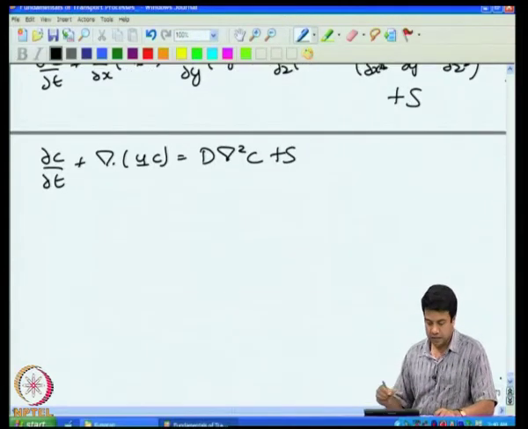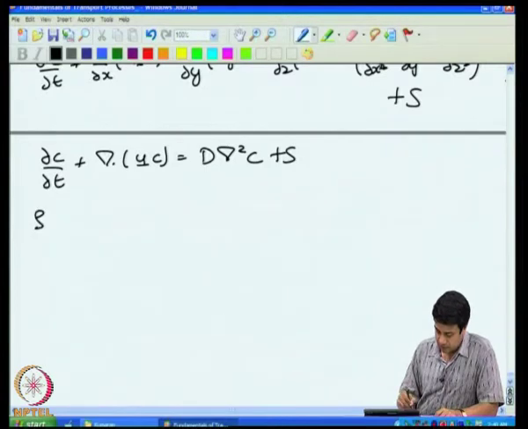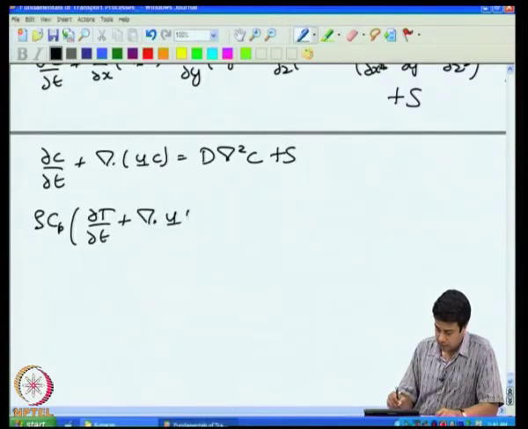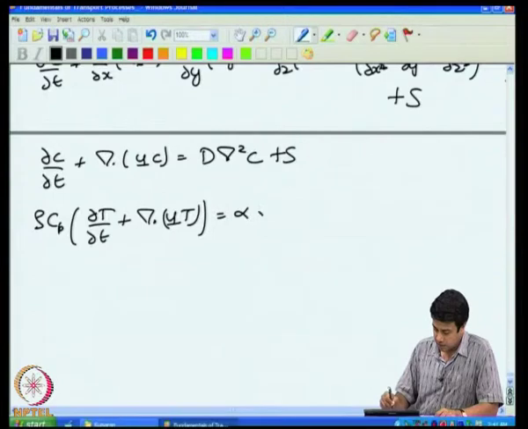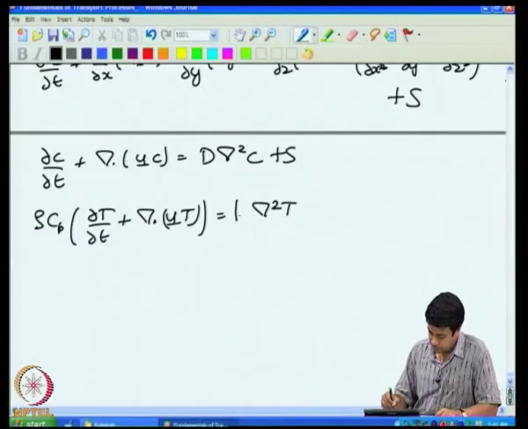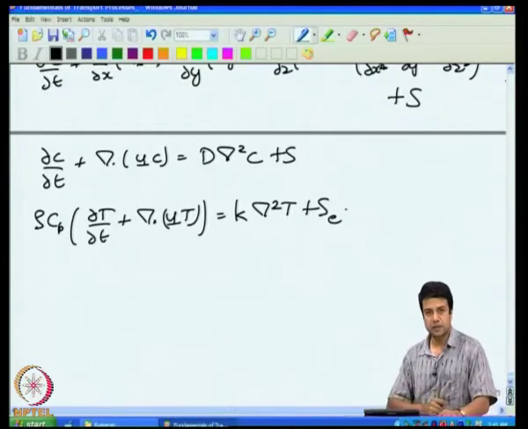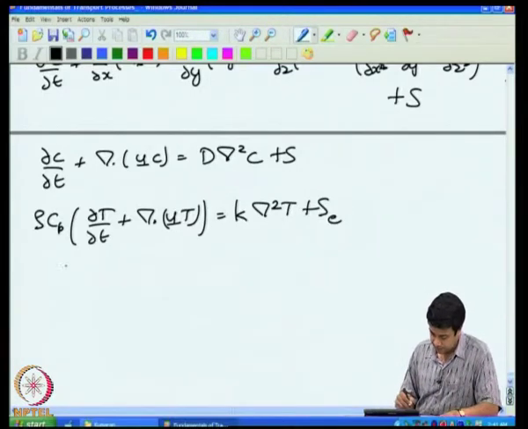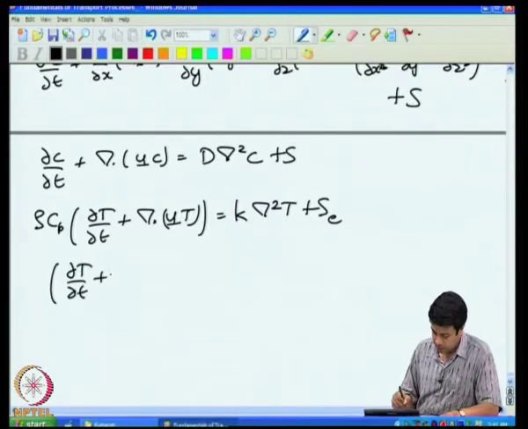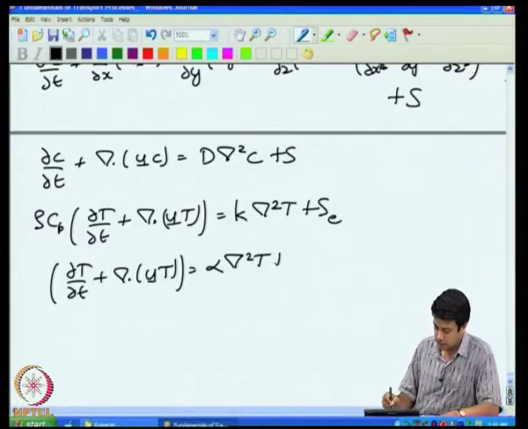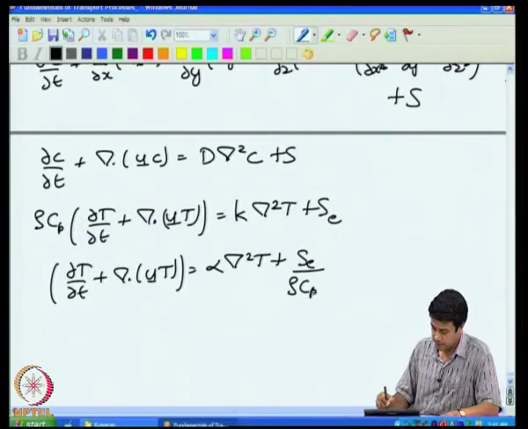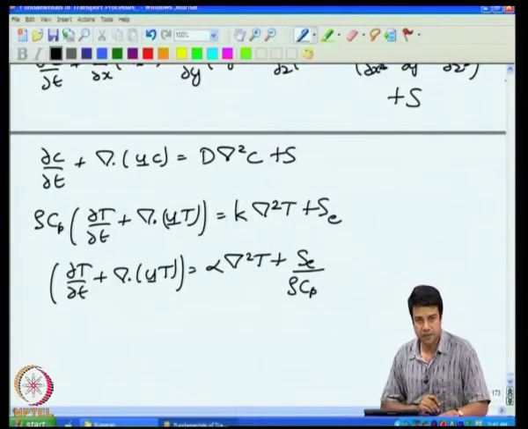Equivalent equation for energy transfer. Okay. Rho Cp into dT by dt plus del dot uT is equal to K del square T, where K is thermal conductivity, plus the source of energy. Okay. Alternatively, dT by dt plus del dot uT is equal to alpha del square T plus the source divided by rho Cp. So, these are alternate forms of the energy conservation equation.